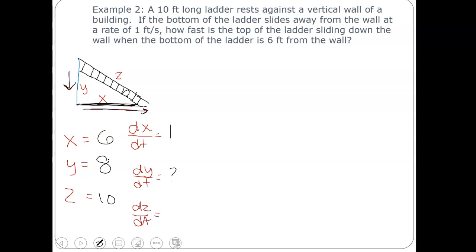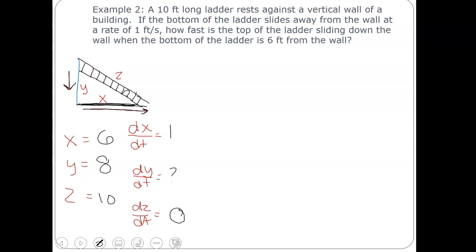I'm also going to need dz/dt. So, dz/dt is the rate of change of the ladder. Think about anything sliding down a wall. Imagine my writing utensil is the ladder. Is the length of the ladder going to change as it slides down the wall? No. So dz/dt is 0. The ladder's not changing, so it goes away.